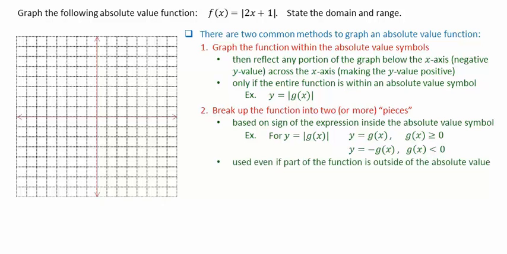This method can be used even if part of the function is outside of the absolute value. As an example, if we have y = |g(x)| + f(x), note the f(x) is not within the absolute value expression. Something like y = |3x - 2| + 2x.